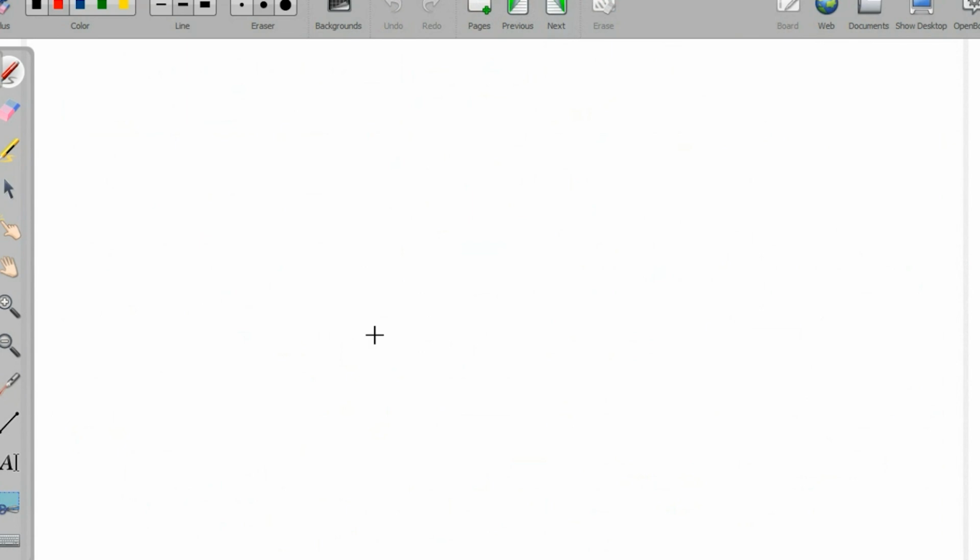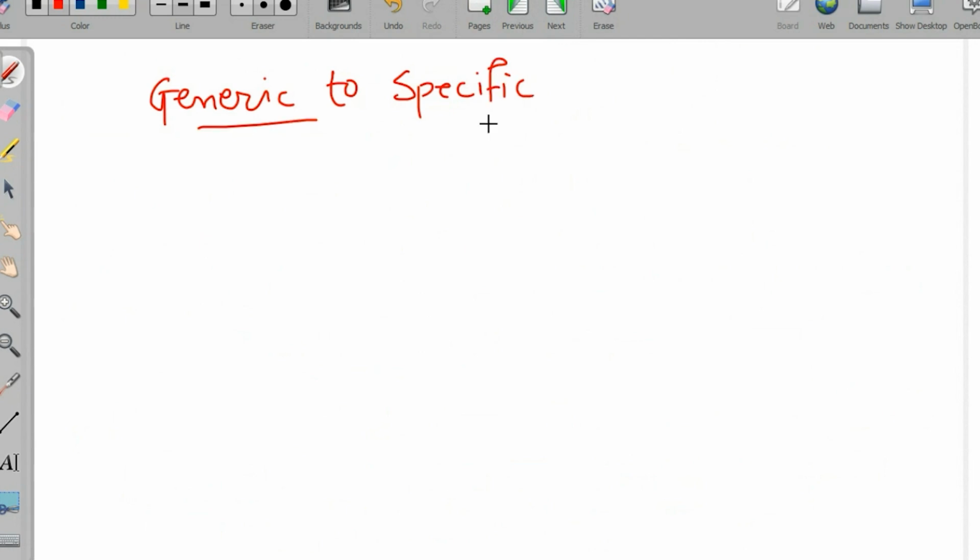Let's move ahead. Result and reason, reason and result. Okay, fine. Now, another way of finding out is what we call generic to specific. What is generic to specific? Now there are two ways of generic to specific. One type is, I'll show you the first type.